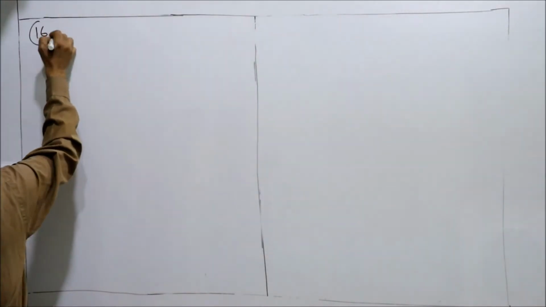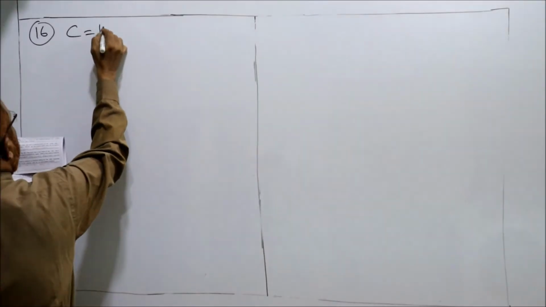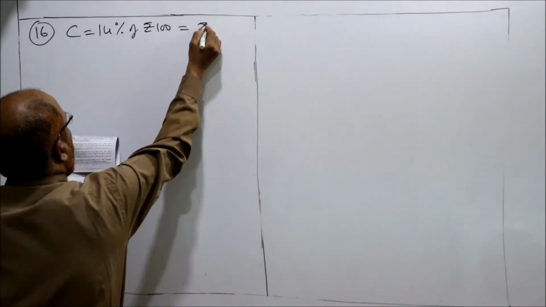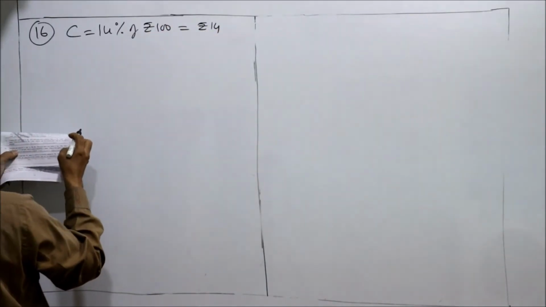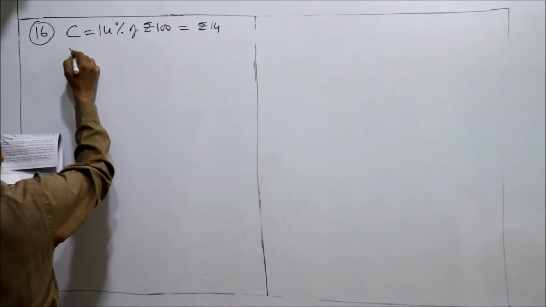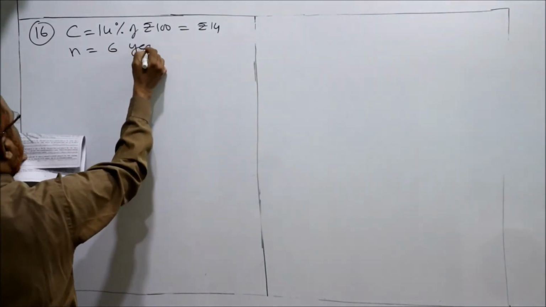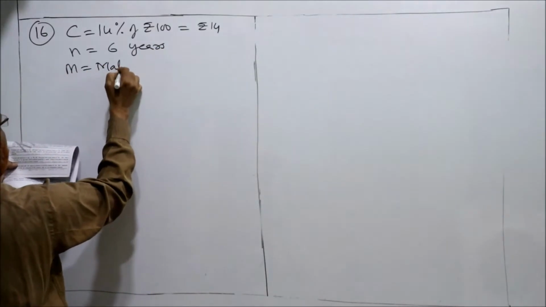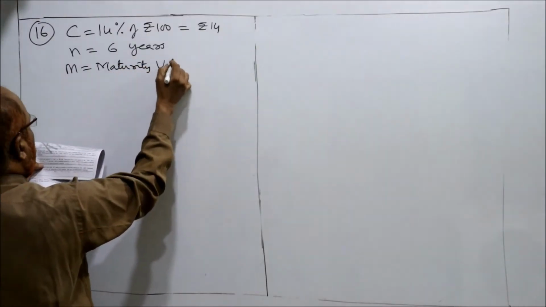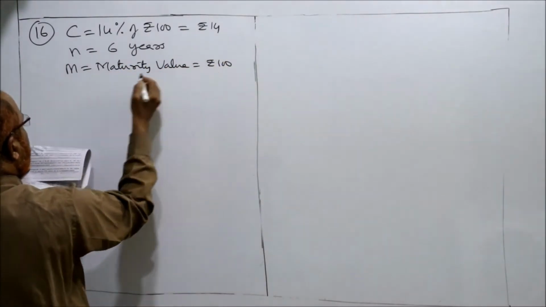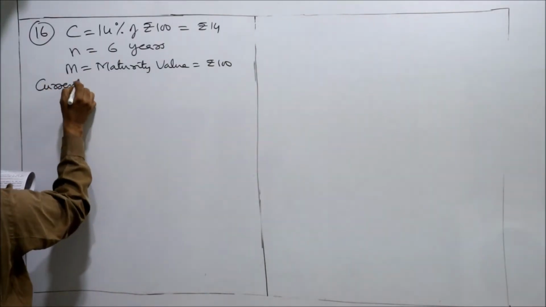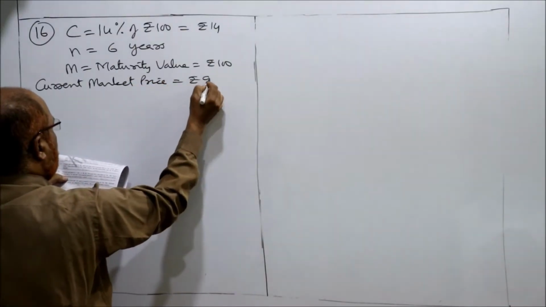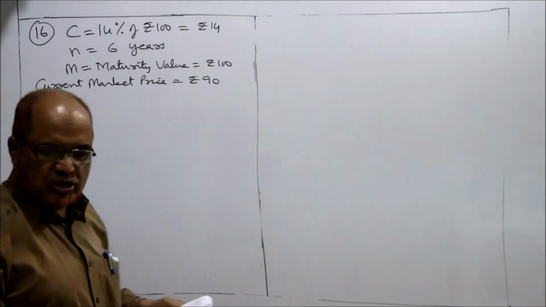This is problem number 16. C is equal to the coupon rate, 14% of the face value. Face value rupees 100, is equal to rupees 14. Then we are given N is equal to 6 years. F is the maturity value, that is equal to rupees 100. Current market price of the bond is rupees 90. This is the information given in the problem.